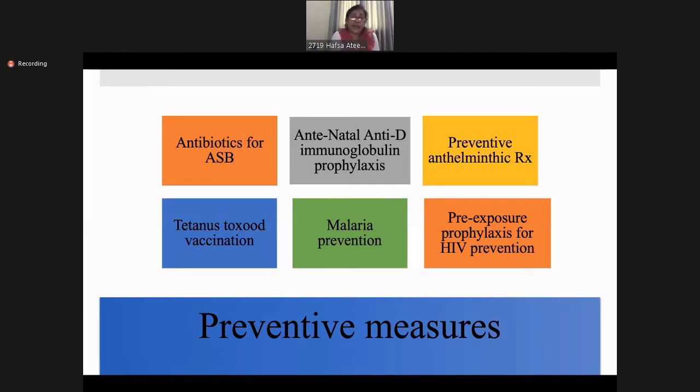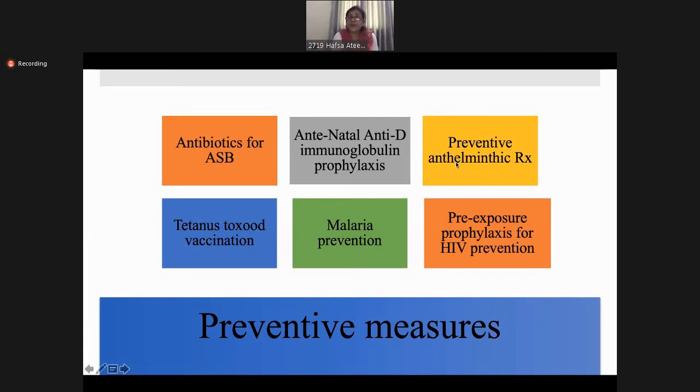You may require antibiotics for asymptomatic bacteriuria. The patient may require anti-D immunoglobulin prophylaxis if she is Rh negative and her husband is Rh positive. That is, she's carrying a Rh positive baby. Then she may require antenatal anti-D prophylaxis in order to prevent the rhesus disease of the newborn, in which the baby has jaundice because of Rh incompatibility.